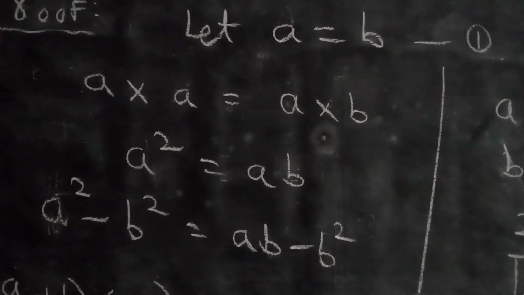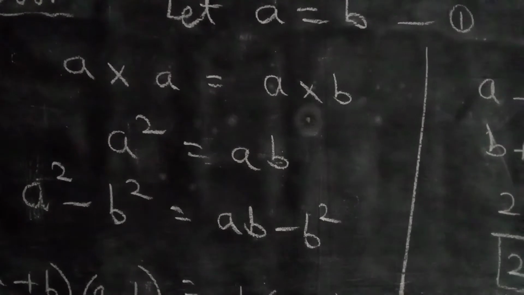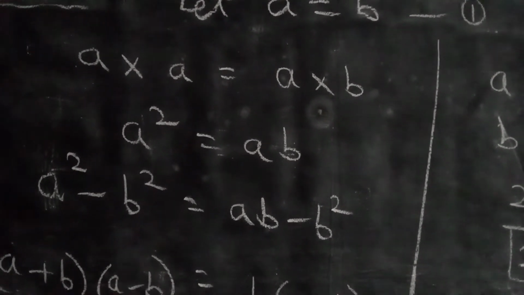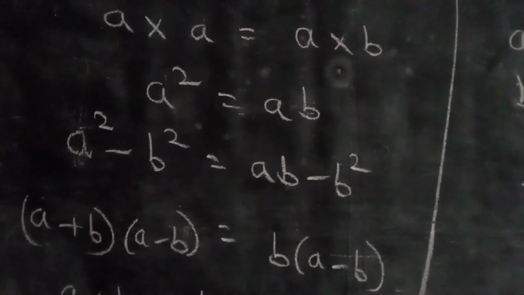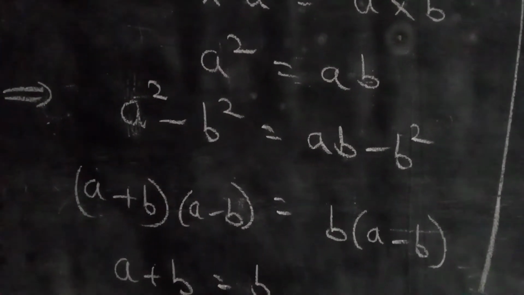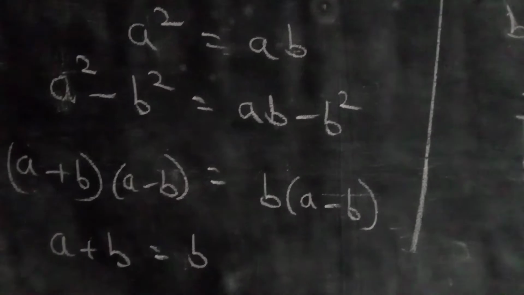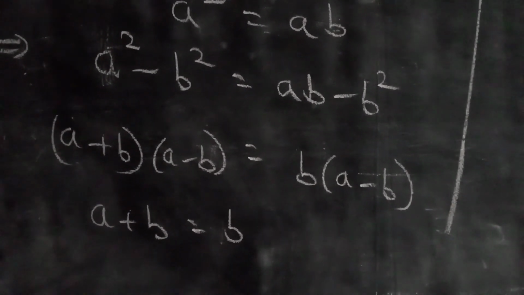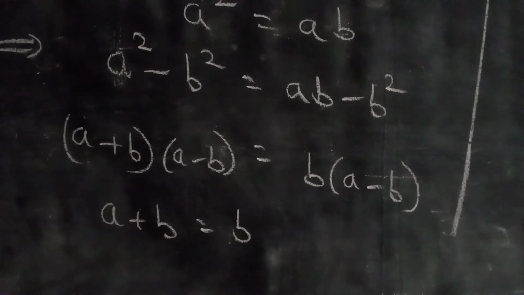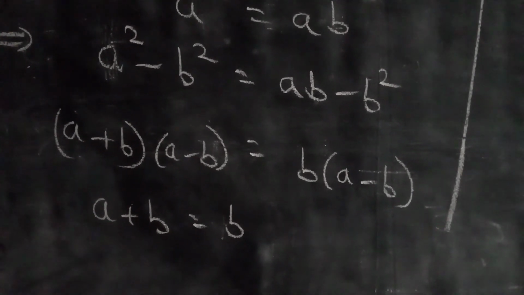Now subtract B square on both sides. Okay. A square minus B square equals AB minus B square. Now what is A square minus B square? A plus B into A minus B. From AB minus B square, take B as common, you will get B into A minus B. Now on both sides you can cancel A minus B. You will get the step A plus B equals B.